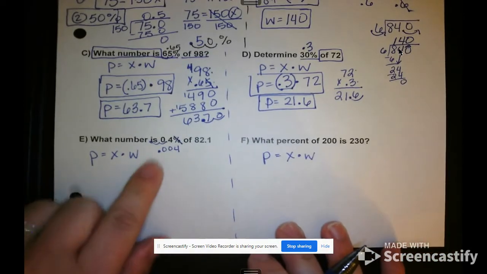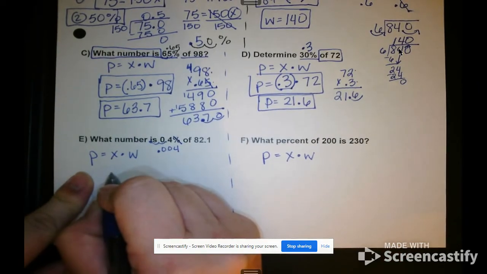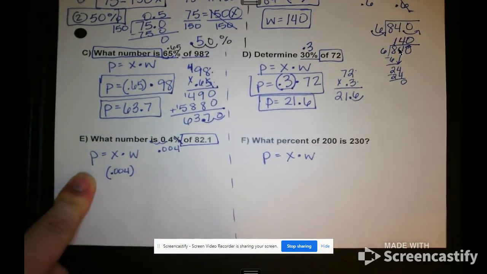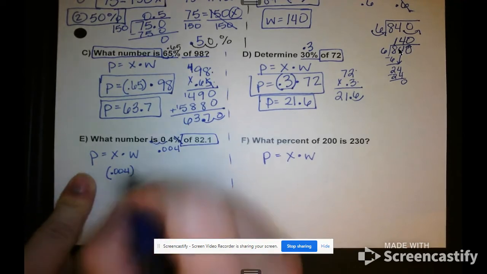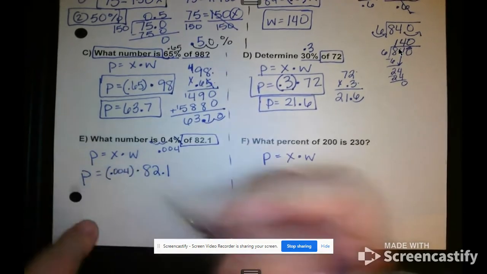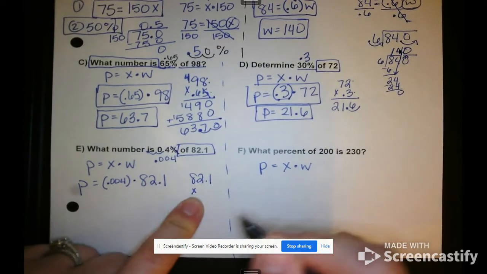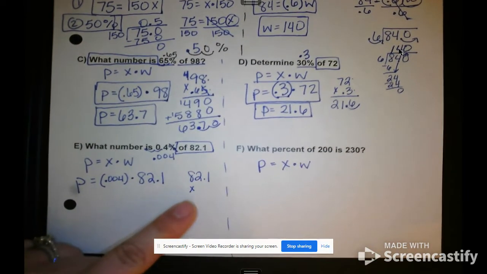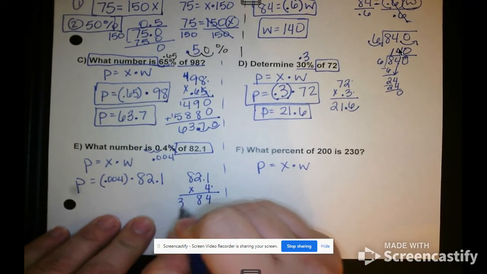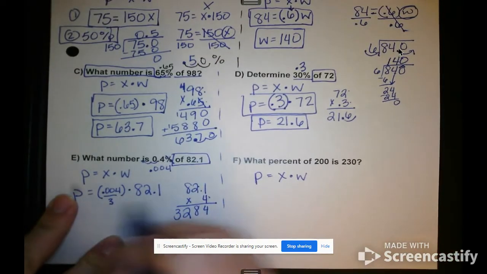Okay? So here, I helped you make it a decimal. So we know 0.004 is my X. So this is of 82.1. Where would that go? That's the whole. Okay, so I'm multiplying it by 82.1. Again, this is just a multiplication problem, right? So I have 82.1. How would I set that up? Multiply it by what? Somebody said, can I just multiply it by 4? You've got to add your decimals back. How many decimal places did I have? I have 3 here. I have 1 here.